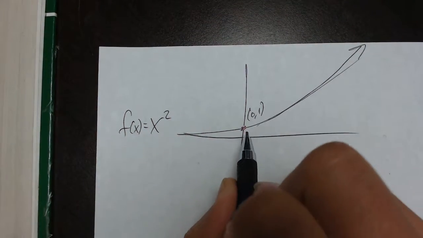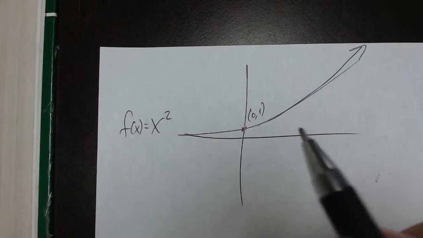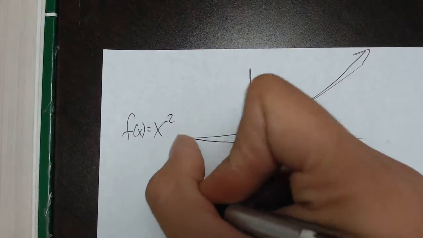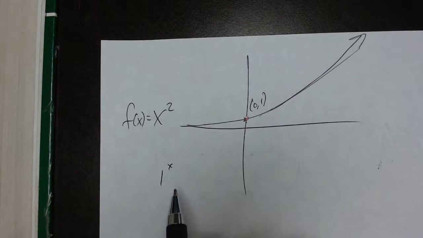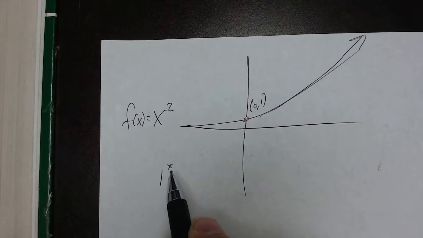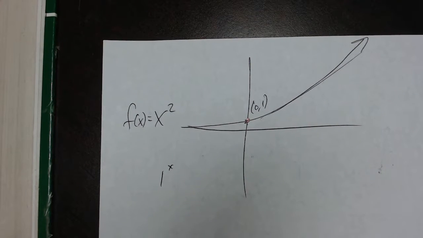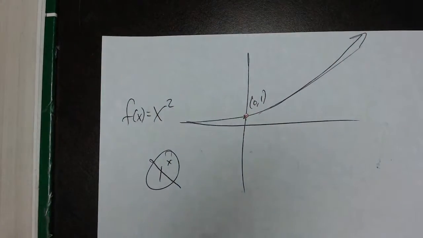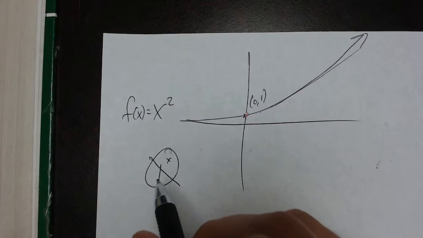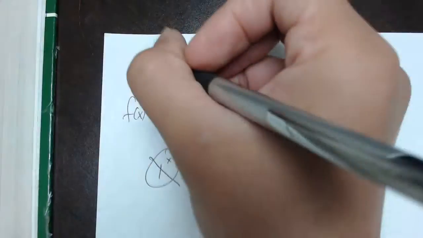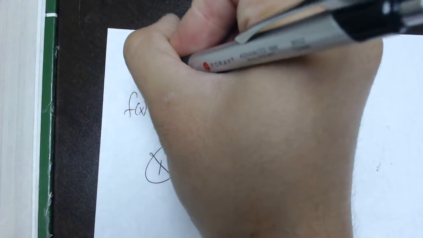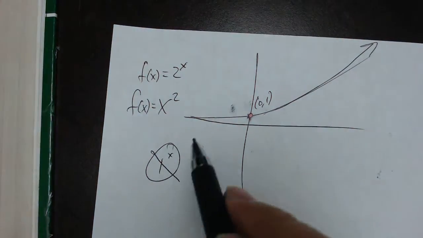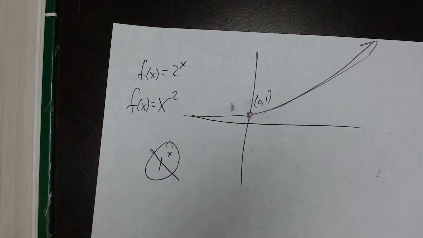All your exponential functions will pass through the point 0, 1, except of course if we have 1 to the power of x. That's not really an exponential function because it doesn't matter what number you put in here, you're always going to get the number 1. So this one does not count, but any other exponential function where the base number is not 1, like x squared or f of x equals 2 to the power of x, these exponential functions, they're always going to pass through this point 0, 1.